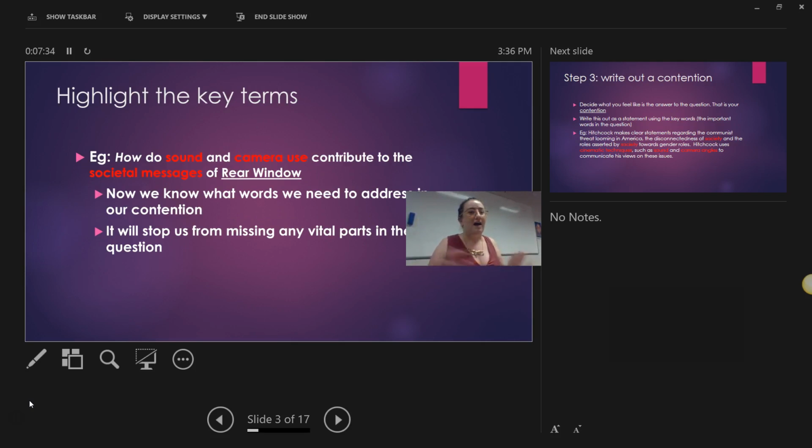All right. Highlighting key terms. What you want to start looking for is breaking up the question and going, right, what is important in this question? What am I supposed to look for in this question? So the question that I've got here is, how do sound and camera use contribute to the societal messages of Rear Window? Okay.